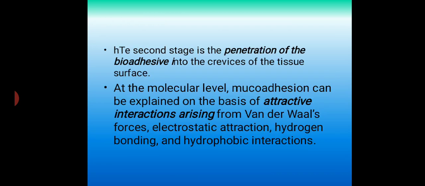The second step is increasing the penetration of the bioadhesive into the tissue surface. So the first step was increasing retention, then swelling followed by spreading. The next stage is penetration of this bioadhesive. Now at the molecular level, various attractive forces like van der Waals forces, electrostatic attraction, hydrogen bonding, and hydrophobic interactions are the main mechanisms that increase retention or mucoadhesion. That means through van der Waals forces, electrostatic attraction, hydrogen bonding or hydrophobic bonding, these polymeric substances can adhere to the mucous membrane.